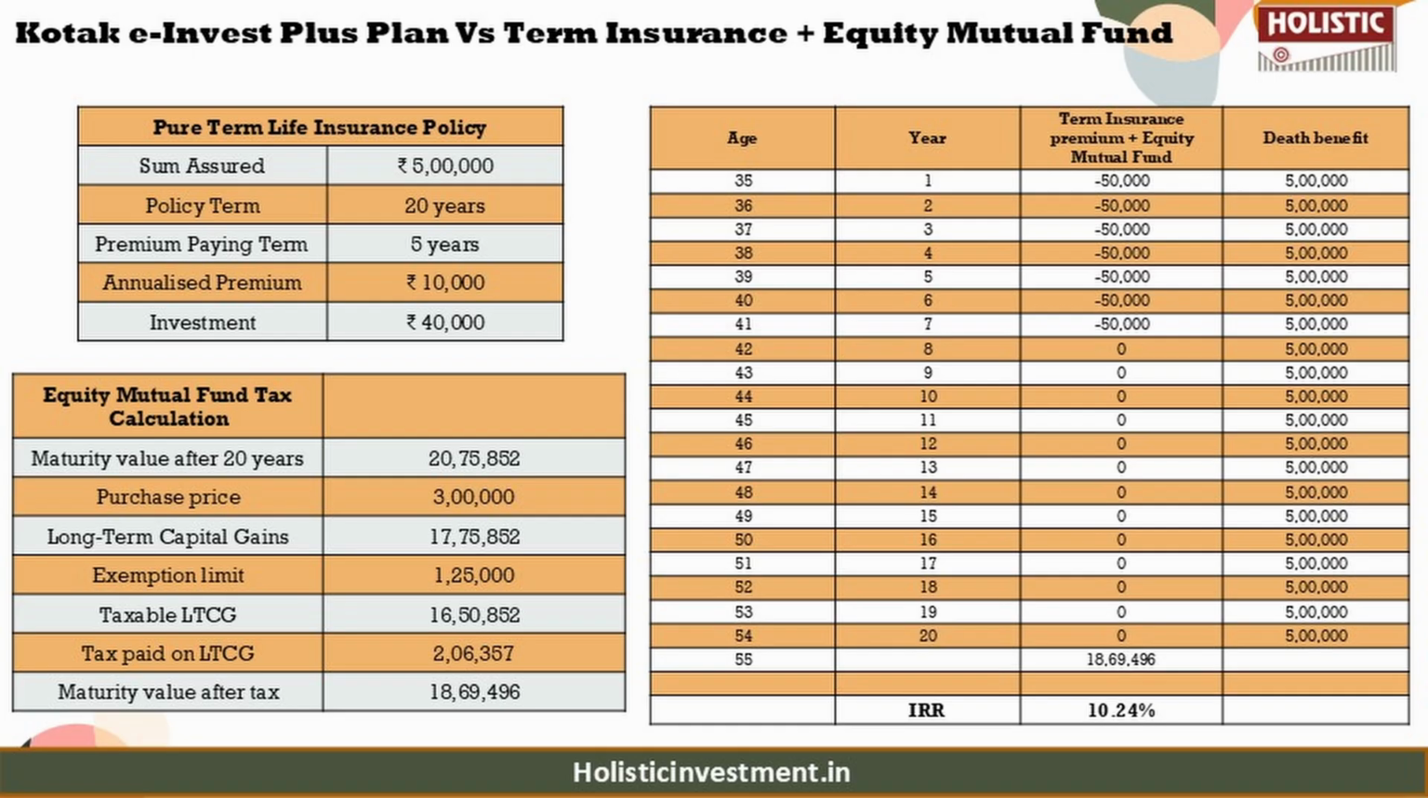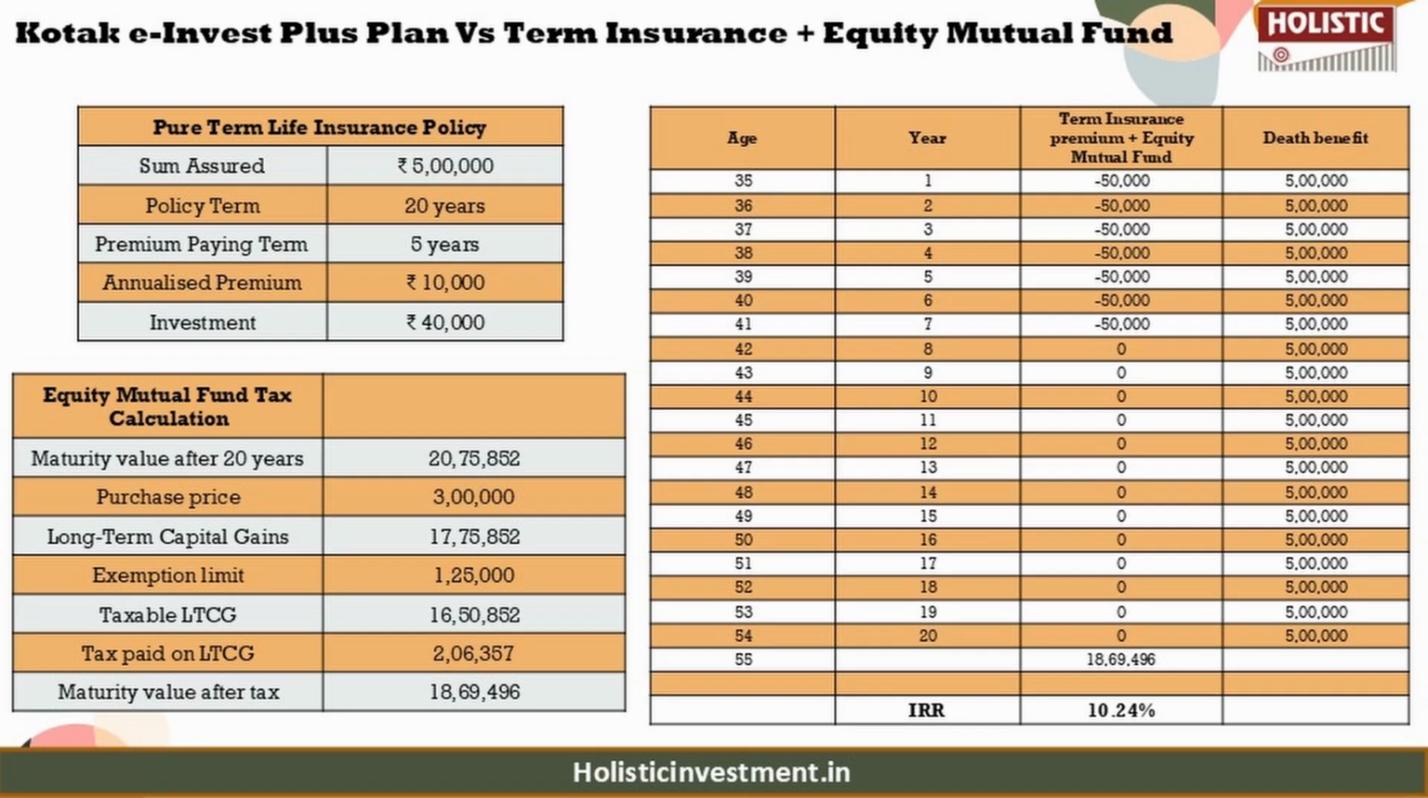We have taken similar metrics from the Kotak e-Invest Plus policy for a fair comparison. But in contrast, the same policy will require an annual premium of 50,000 rupees in the Kotak policy. By choosing term insurance, we are able to save 40,000 rupees per year, which can be strategically invested based on a risk appetite. So instead of using a bundled ULIP, the saved 40,000 can be invested in either a low risk product like PPF or a market linked product like an equity mutual fund.